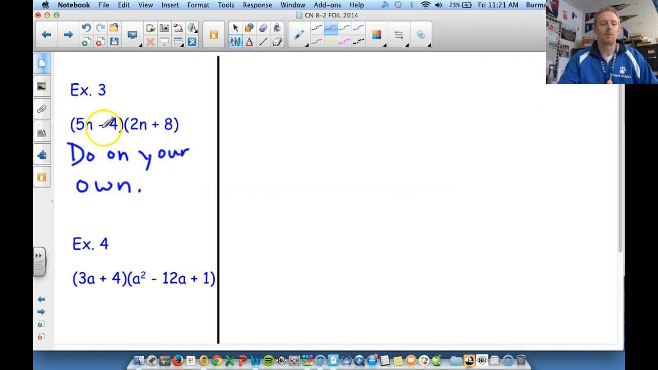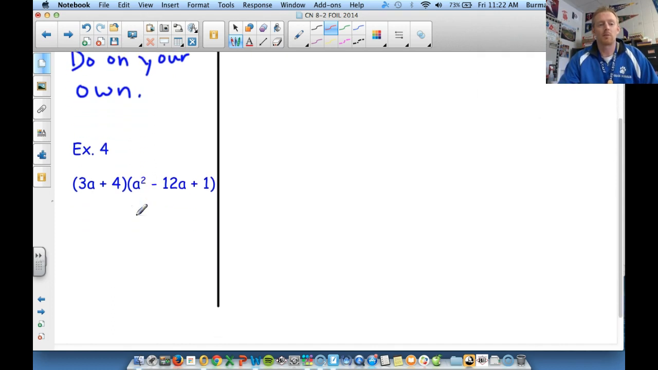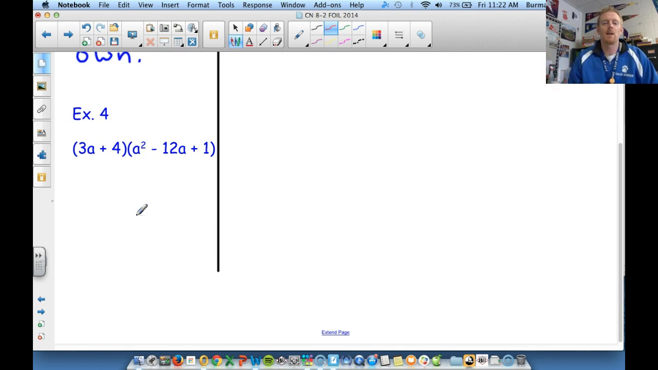Moving on. This is a problem, example 3, that I'd like you to try on your own now that you might have done one on your own, but for sure that's one we will check when you get back to class. Example number 4. Let's go green this time. Now because we don't have outsides, insides, and lasts, we're going to have a difficult time using the FOIL process. So this is more of the distributive property. Realistically, the 3a gets multiplied to all three terms in this trinomial. The 4 gets multiplied by all three terms of this trinomial. So if we can look at this as the distributive property, that might be helpful for us.